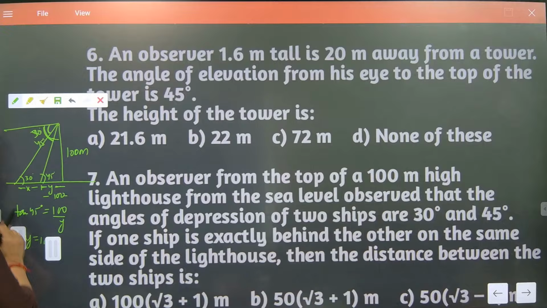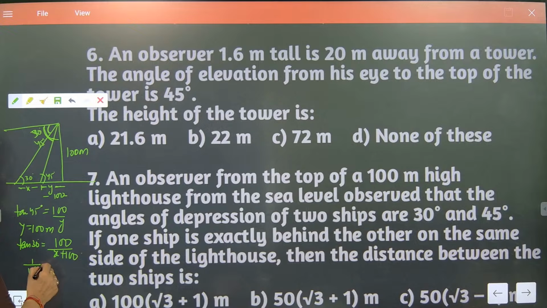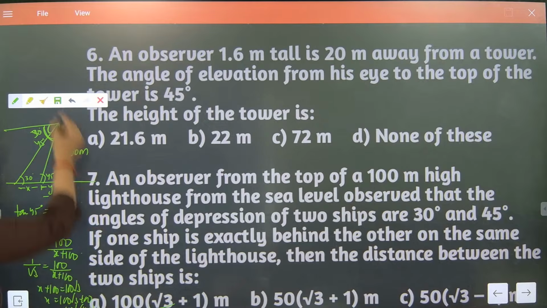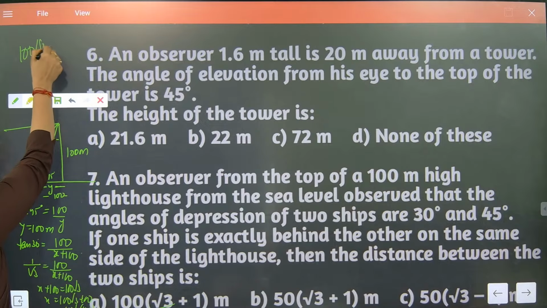Now tan 30 degree is 100 by x plus 100. So 1 by root 3 is equal to 100 by x plus 100. So x plus 100 is equal to 100 root 3. So x is equal to 100 root 3 minus 100. So it is coming as 100 root 3 minus 1. Be very careful, the first one will not be the answer. The answer is 100 root 3 minus 1.